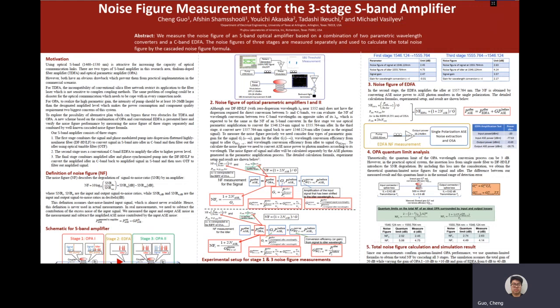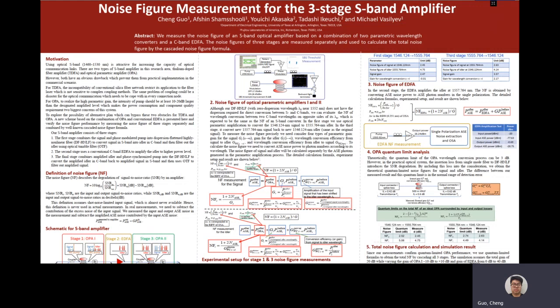We want to utilize the optical S-band to increase the capability of the optical communication links so we can transmit more information in the same time. There are two types of S-band amplifier in this research area. The first one is thulium doped fiber amplifier. The other one is optical parametric amplifier. However, both of them have an obvious drawback which prevents them from practical implementation in the commercial scenario.